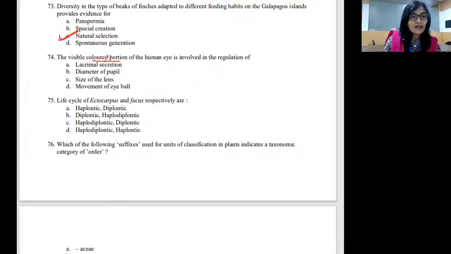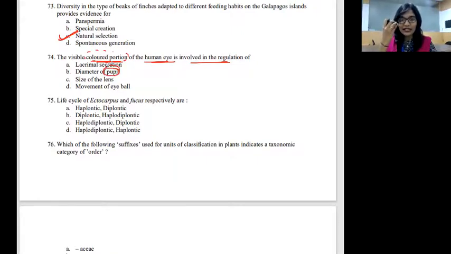The visible colored portion of the eye is involved in what type of regulation? We can see the colored portion of the eye, right? The visible colored portion, where is it present? It is helpful in regulating the pupil diameter. The pupil diameter actually increases and then decreases, right? Yes. So it is going to be option B.